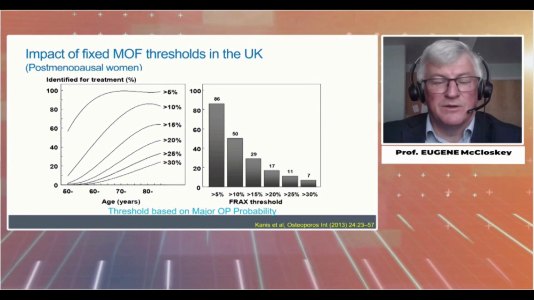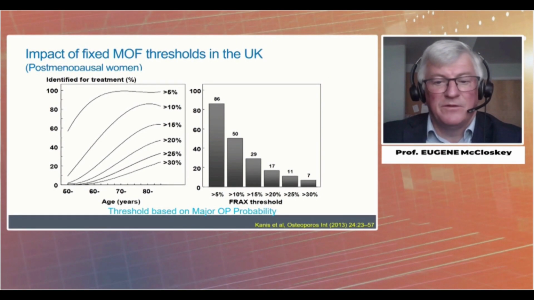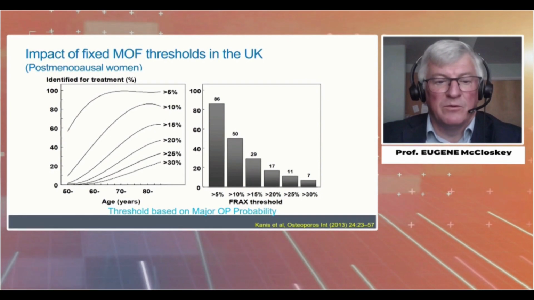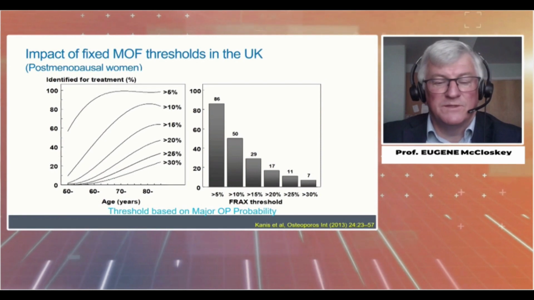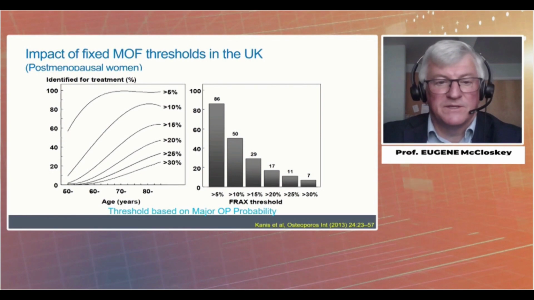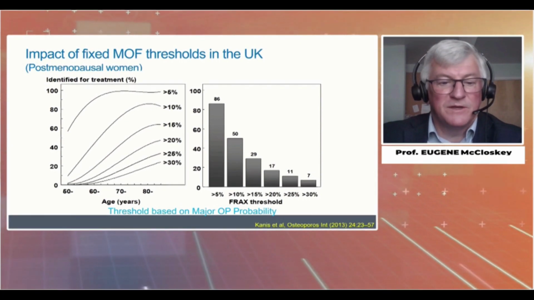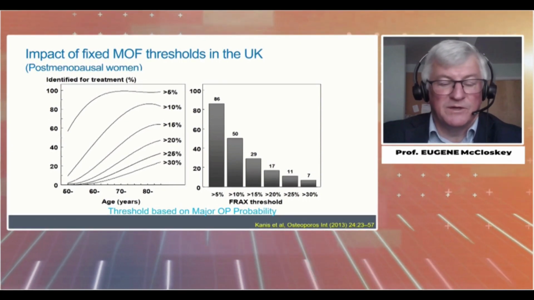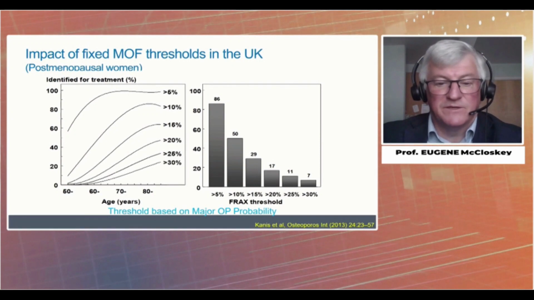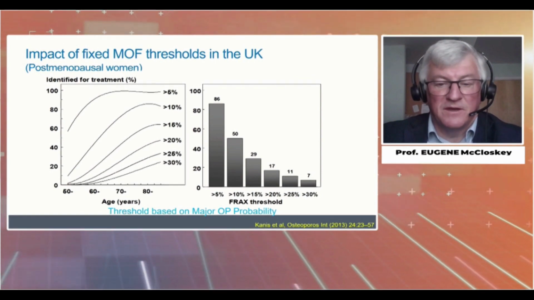So if we just look at the two extremes, which illustrate the points here, if you pick a low threshold, such as 5%, then you're treating virtually the whole postmenopausal population. 86% would get treatment, and that would range from almost 60% of 50-year-olds to essentially 100% of anyone over the age of about 68 or 69. At the other extreme, if we take a threshold of 30%, then you can see that we would only be treating 7% of the population. And we wouldn't be treating anyone under the age of 60, by and large, and we'd probably only be treating about 1 in 4 of 80 and 90-year-olds.